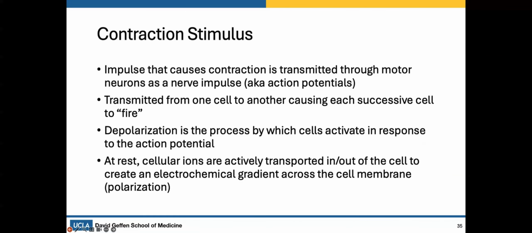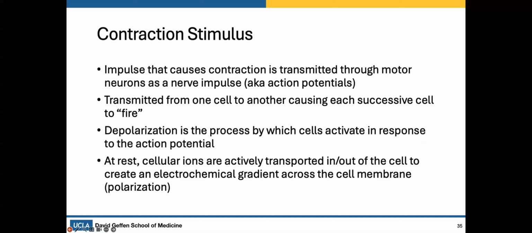A contraction stimulus refers to the electrical signal that's sent from a nerve to a muscle that triggers the muscle to contract. Essentially, this is when the nerve impulses act as the stimulus that initiate muscle contraction by releasing certain neurotransmitters at the neuromuscular junction, which causes those muscle fibers to slide together and shorten.